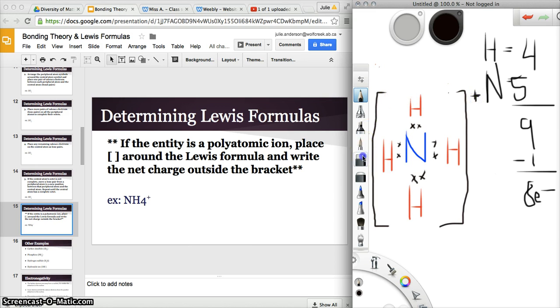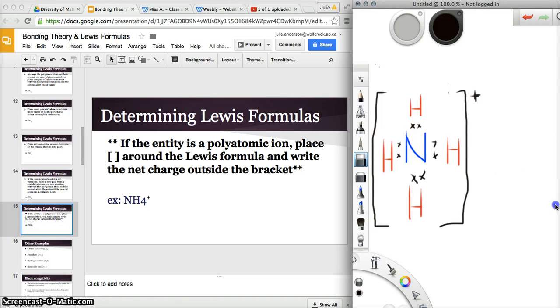All right, so I'm just going to get rid of the garbly goop on the side. So this is what my net result looks like. I have my nitrogen as my central atom, my 4 hydrogens as peripheral atoms, each with bonding pairs in between, and a net positive charge outside of my square brackets.